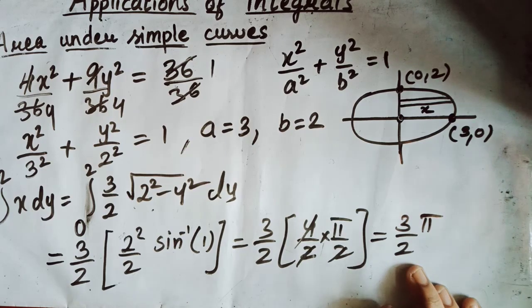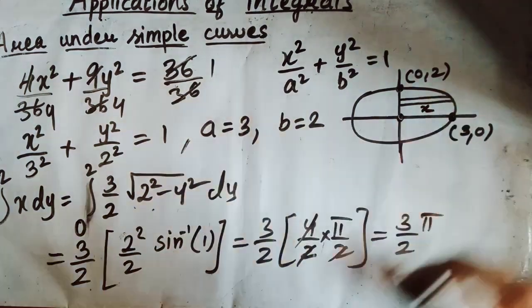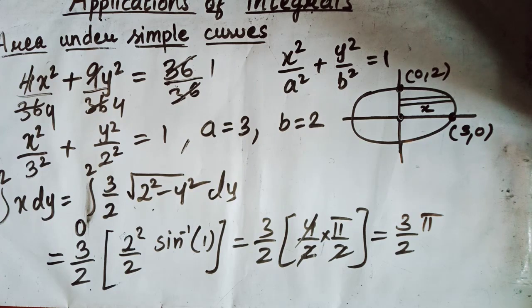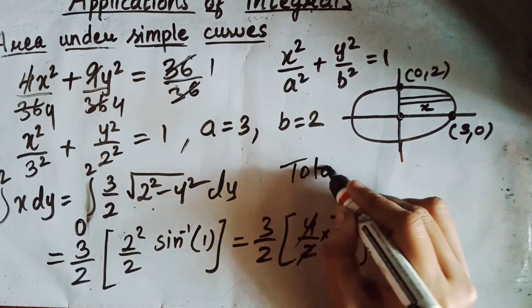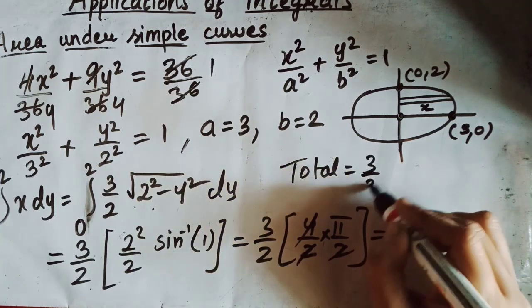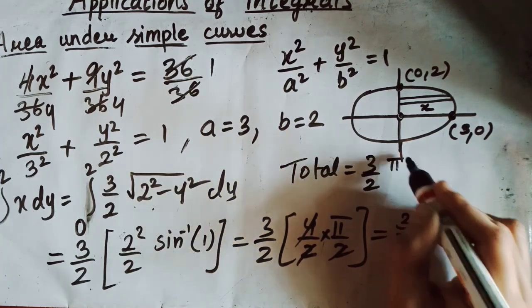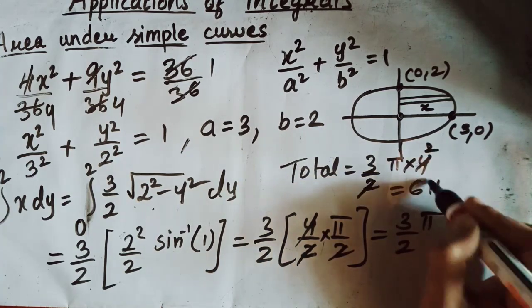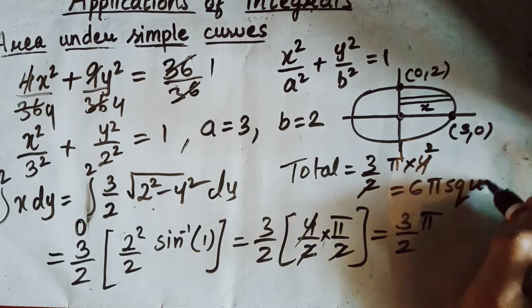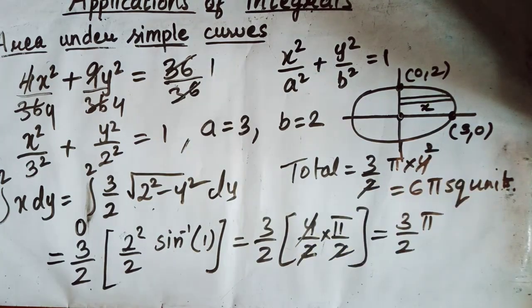Okay, and this is for the whole thing. So the total area will be 3 by 2 pi into 4. So it is 6 pi square units. This is the final answer.